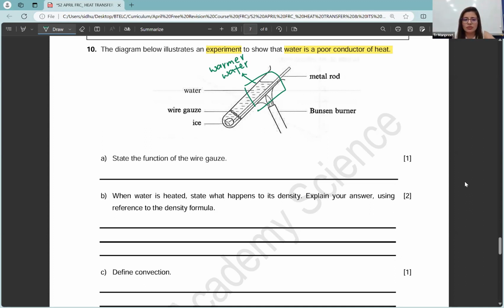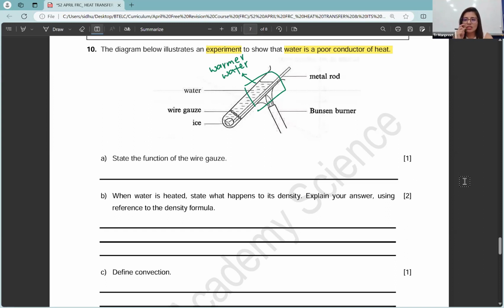Something for food for thought for now: the function of the wire gauze. Why do we have this wire gauze here? You realize that you have water and you have ice. What are we trying to reduce or prevent? Is it there to act as something, to prevent something, or not to allow something to happen?